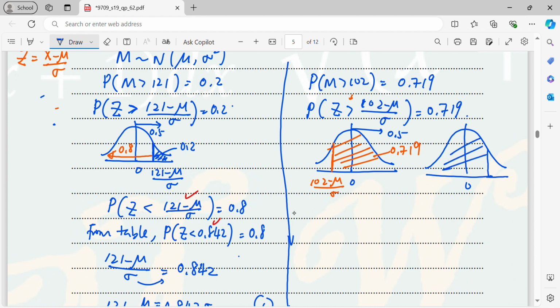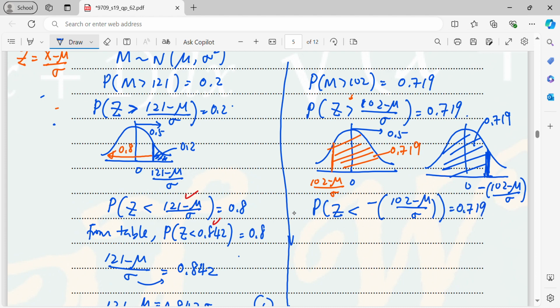So once I reflect, the region will be 0.719, and then the line here will be the negative of the previous line, because the previous line is negative, and now it becomes positive. So you have to times a minus to the line. Okay, and then from here, I know that P(Z < -(102 - mu)/sigma) is 0.719. And now I can get this probability from the table. Just read this probability to get the critical value.